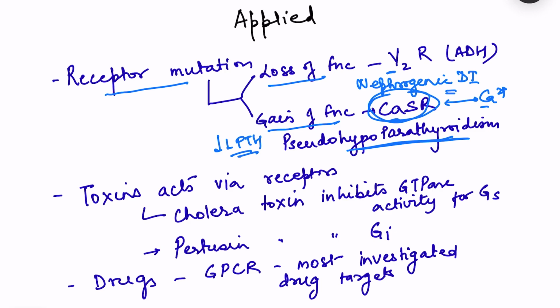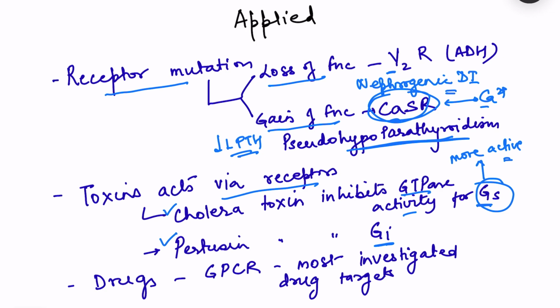Then we have various toxins also which act via these receptors. For example, we have the cholera toxin, which inhibits the GTPase activity for the Gs type of GPCR. So with the inhibition of the GTPase activity, what will happen? The Gs will become more active, right? Because as I told you, GTPase activity causes the breakdown of GTP to GDP so as to stop the response, but that is not going to happen. So the action will be too much. This causes an increase in secretion in the intestine. Then we have pertussis toxin, which inhibits the Gi activity. That means the receptor will not be able to inhibit the adenyl cyclase system.